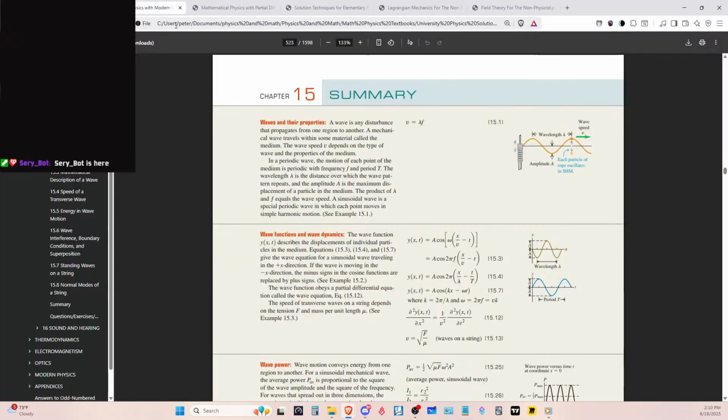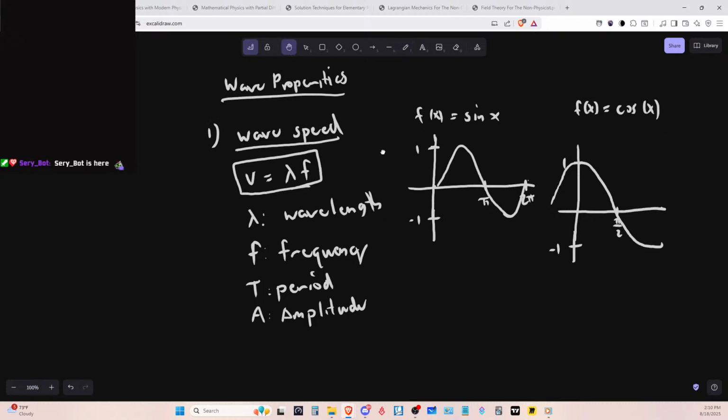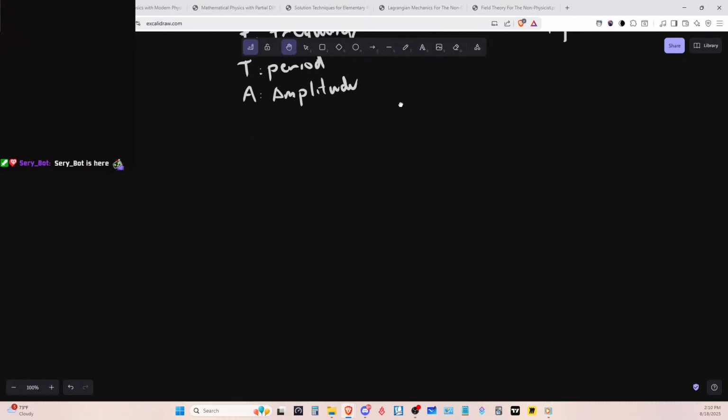So let's go back to the summary here. This one is waves and their properties, so I guess we'll just write up here wave properties. This is basically defined. So we have to know what the parts of a wave are. It makes sense because we're actually trying to define it in this mathematical context.